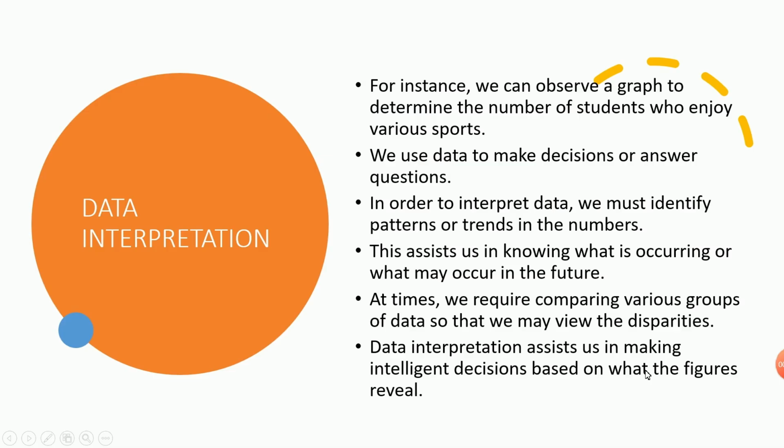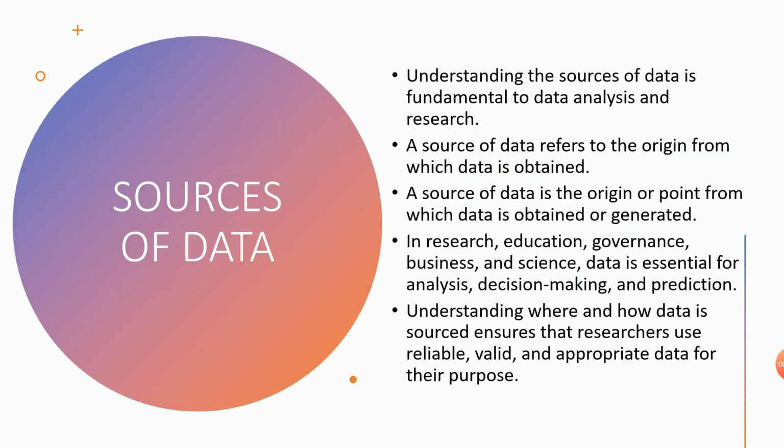So this is the whole of data interpretation. So now we are moving on to sources of data. See here, first, in order to collect data, you need to collect from a particular source. So what is a source? A source of data refers to the origin from which data is obtained or generated. So here, at which point we are obtaining the data, that origin is known as the source of that particular data.